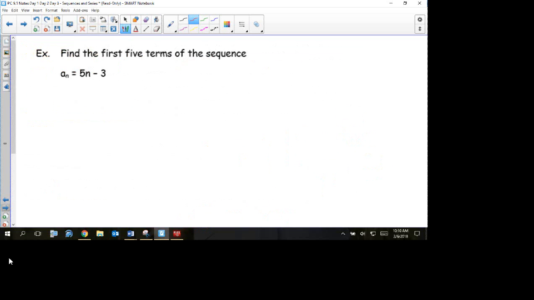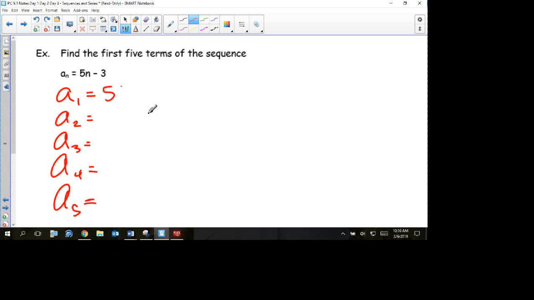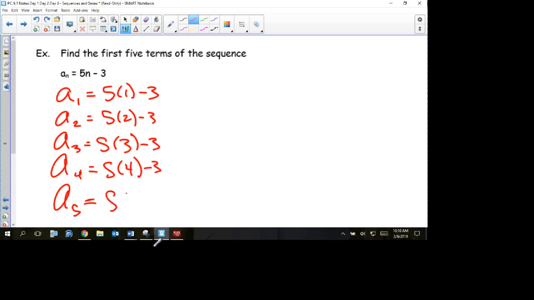So here we're going to find the first 5 terms of this sequence. This tells you A sub n. We're going to find A sub 1, A sub 2, A sub 3, A sub 4, and A sub 5. To do that, you have to plug in 1, plug in 2, plug in 3, plug in 4, plug in 5. So we'll do 5 times 1 minus 3, 5 times 2 minus 3, 5 times 3 minus 3, 5 times 4 minus 3, 5 times 5 minus 3.